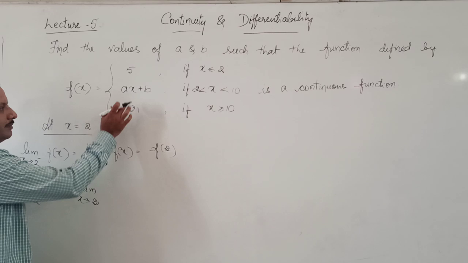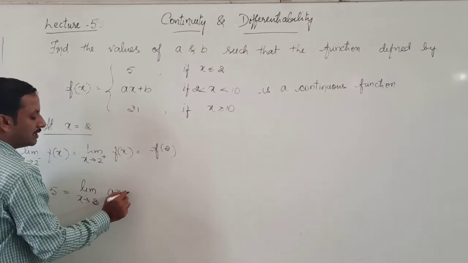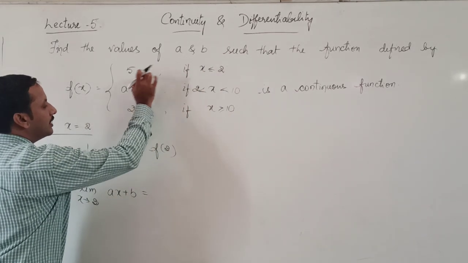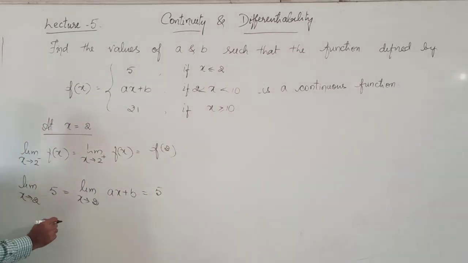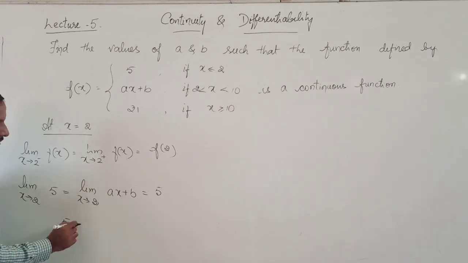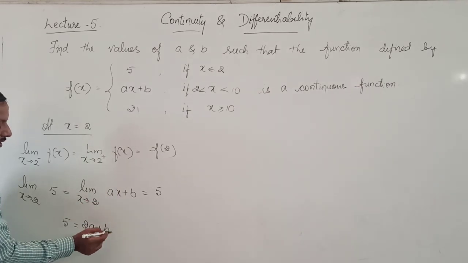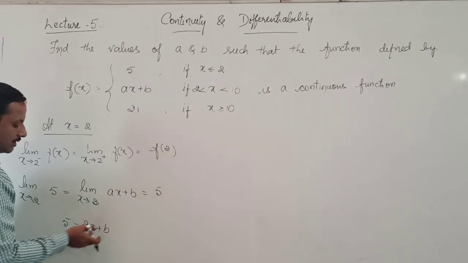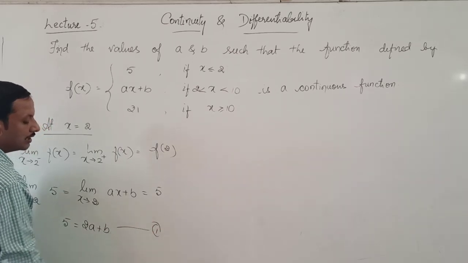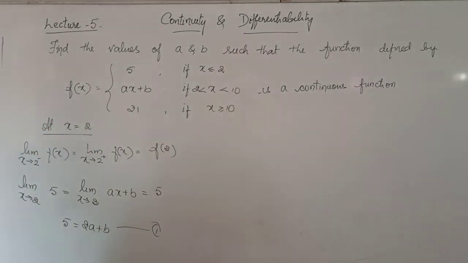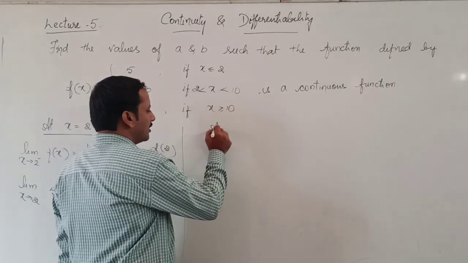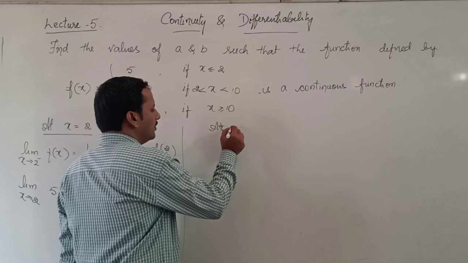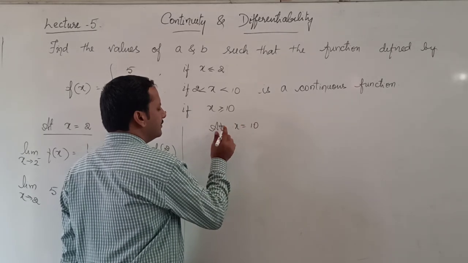So for right hand limit, I should consider ax plus b. Then function value at 2 is defined as 5. Apply limit as x approaches 2, 5 will remain as 5 only. Apply limit here, we get 2a plus b. 2a plus b, this is also equal to 5. Okay. I will call this equation 1. Then it is continuous at x equal to 10 also. So I will take x equal to 10.